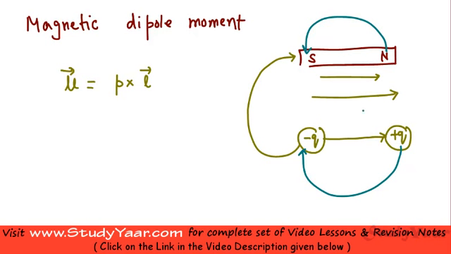When we talk about electrons, which have an orbital motion as well as a spin motion, each of these motions corresponds to a magnetic moment, and the net magnetic moment of the electron is the addition of both the spin and orbital magnetic moments.